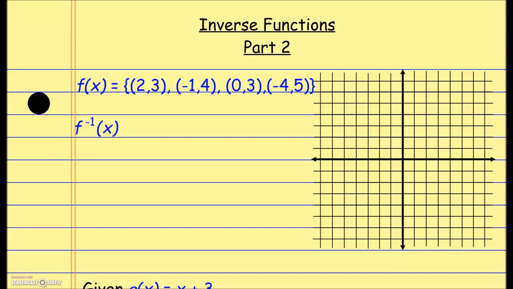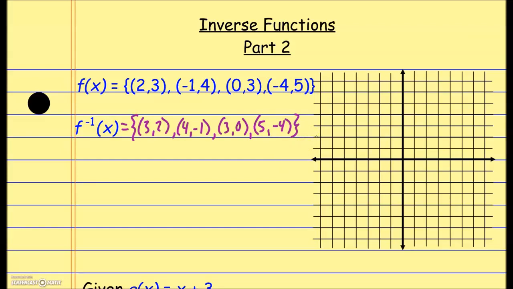For example, when I look at this first one, to find the inverse, I just reverse each of these ordered pairs. I switch the x and the y, so it's going to be 3, 2. The next one's going to be 4, negative 1. Then 3, 0, and 5, negative 4. All right, so this is my inverse.